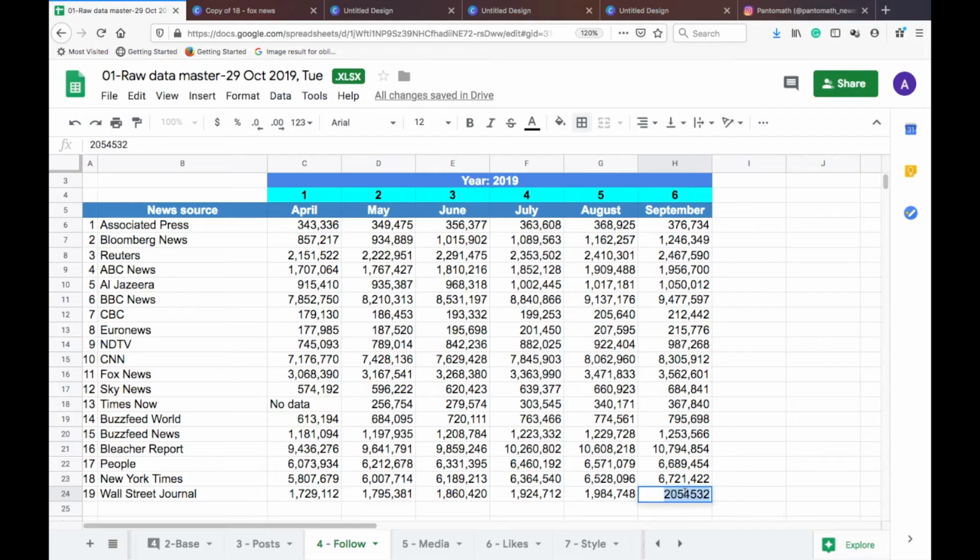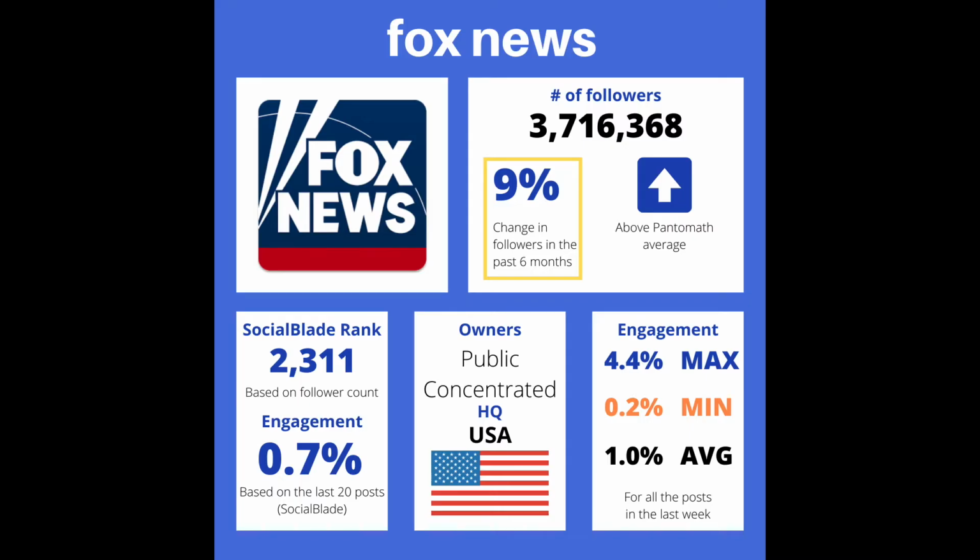We gathered data for a period of about 6 months, at least for the follower count, and then we used a spreadsheet to calculate a rough growth rate. This number is how many followers they've gained as a percentage of the original, which is what we refer to as the Pantomath average, and that changes this graphic over here. Below that, you have 3 boxes.